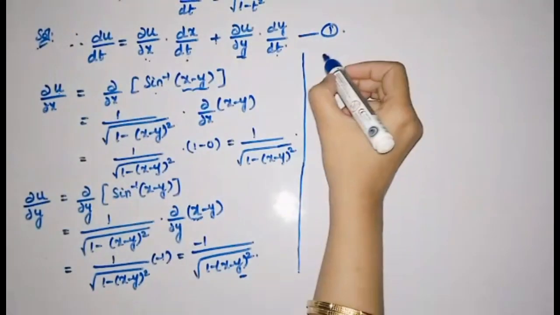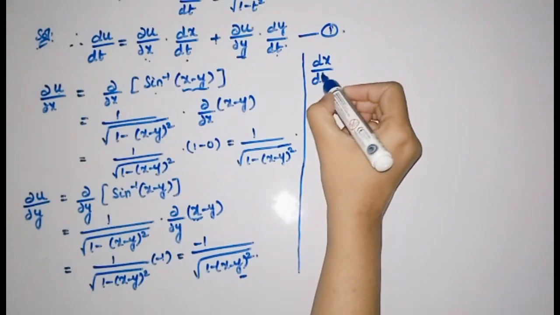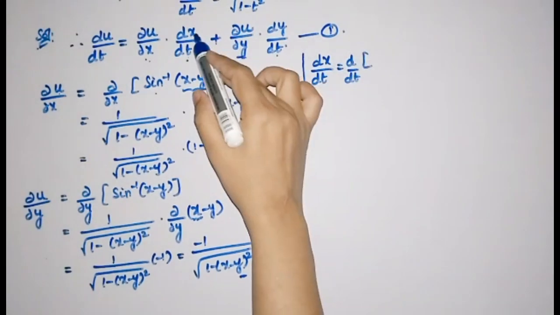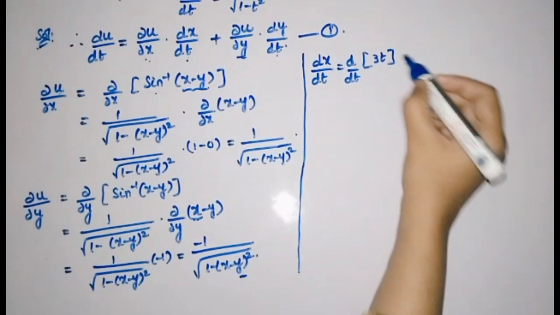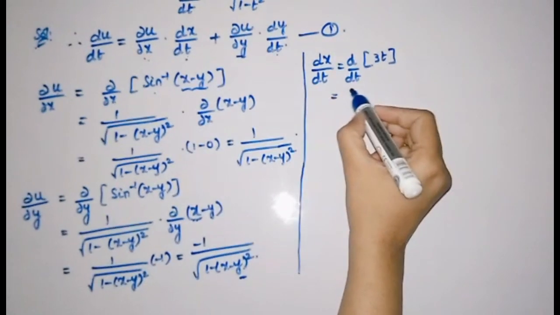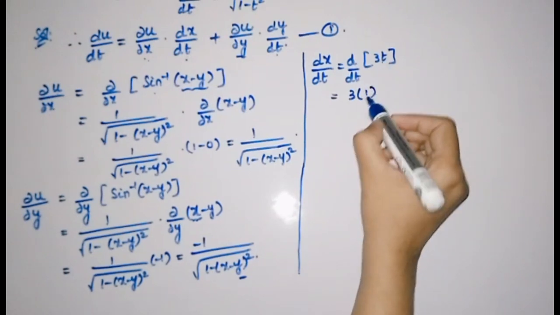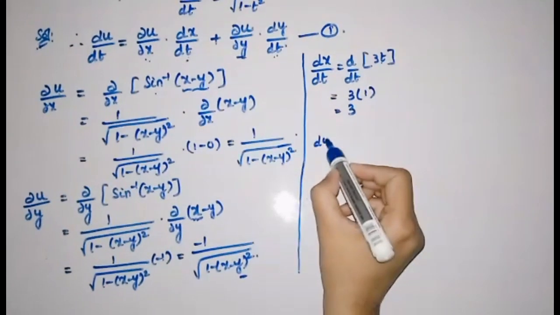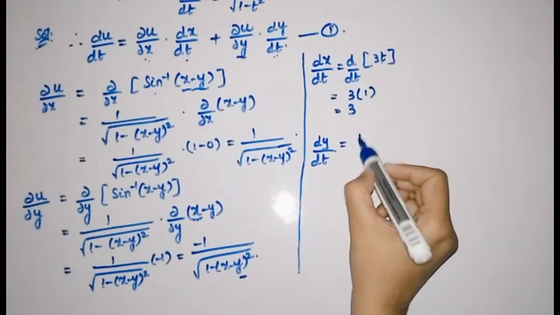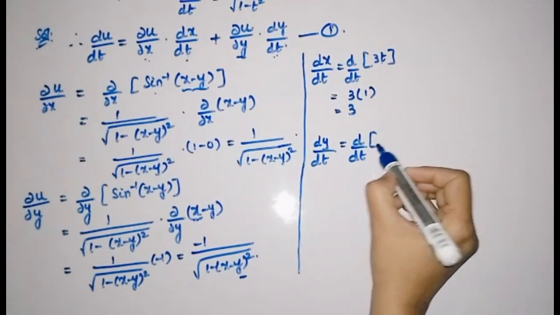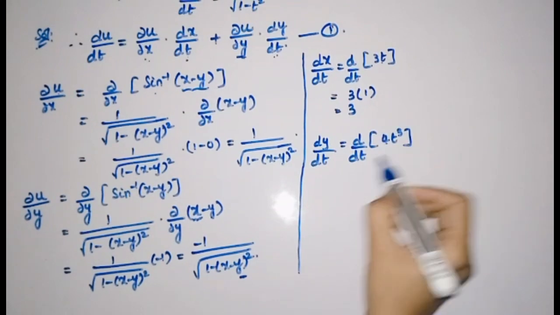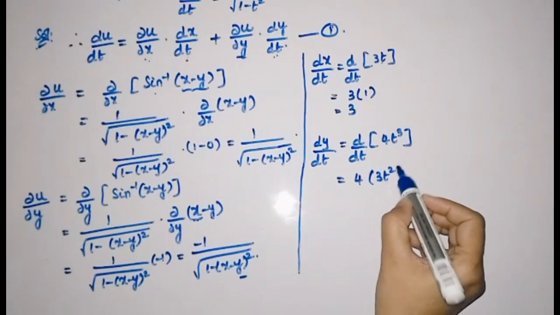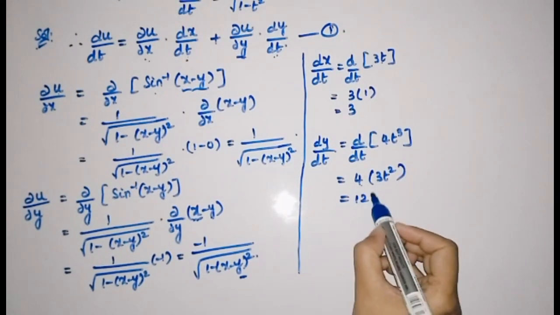Now we have to find dx by dt. This is ordinary differentiation. d by dt of x, given in the question, is 3t. Substituting 3t here, differentiating with respect to t, we get d by dt of t is 1, that is equal to 3. Now the next term is dy by dt, which is d by dt of y, here 4t cube. So now 4 is constant, d by dt of t cube is 3t square. We get 12t square.